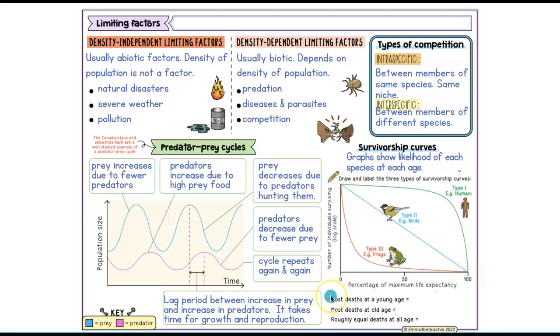So which one would be the most deaths at a young age, or the most deaths at an old age, or roughly equal deaths at all ages? I hope this made a lot of sense to you and helped to explain the things we've been learning.